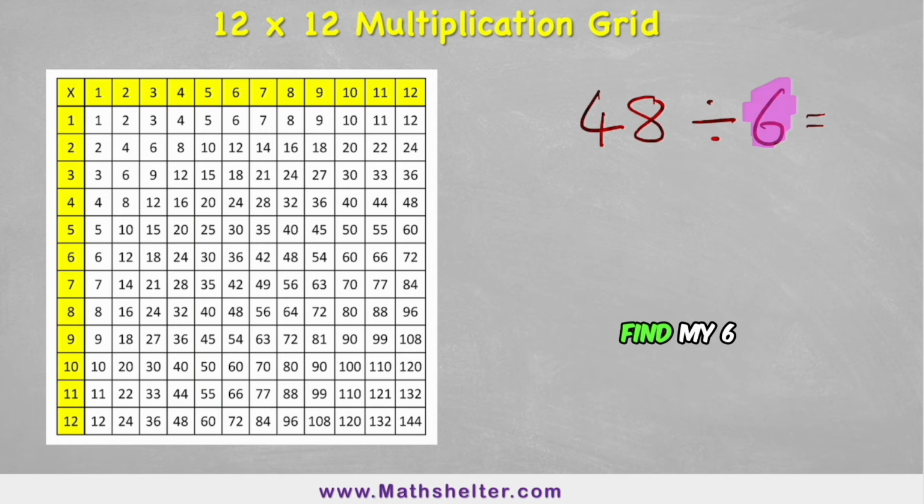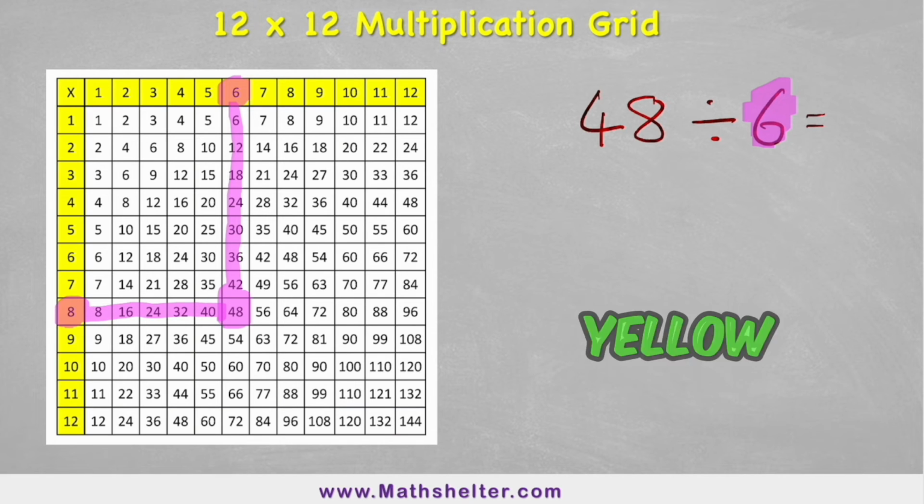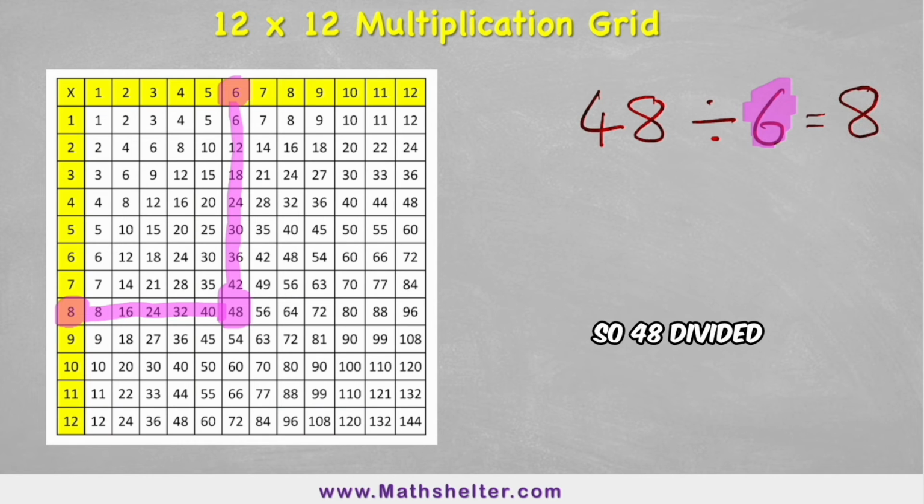So what do I do first? Well, I'm going to find my 6 on the top row. And then I'm going to go down until I find 48. There it is. Now I just simply come across to the side and find out what number is in that yellow box. And the number here is 8. So 48 divided by 6 is 8.